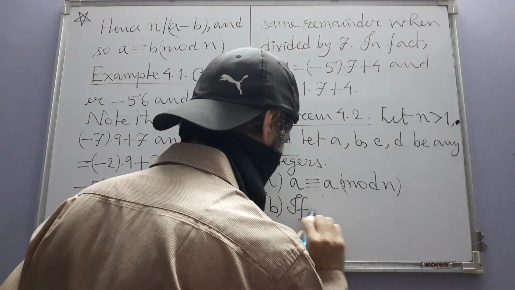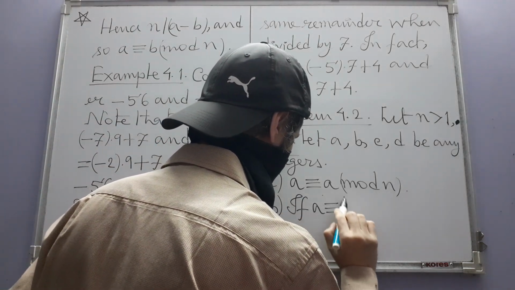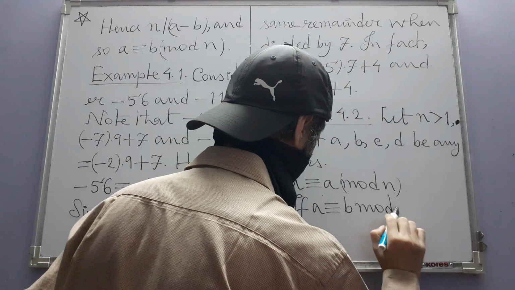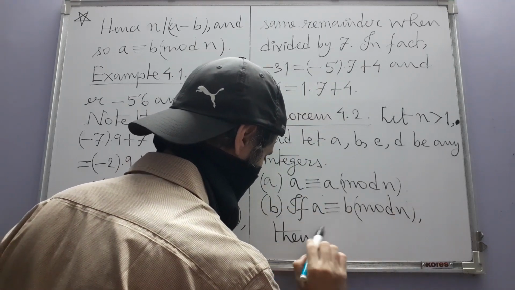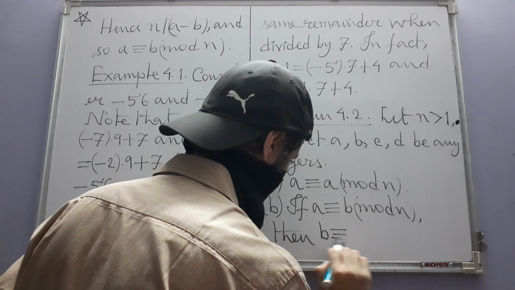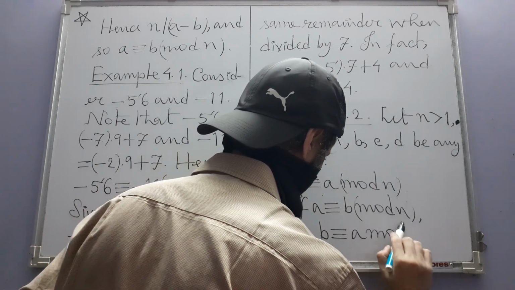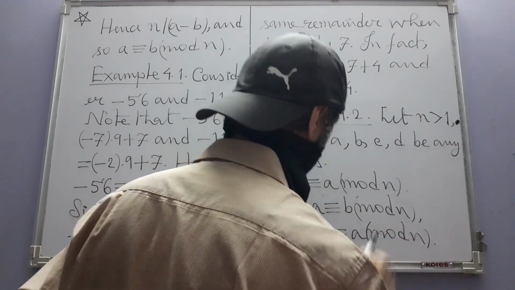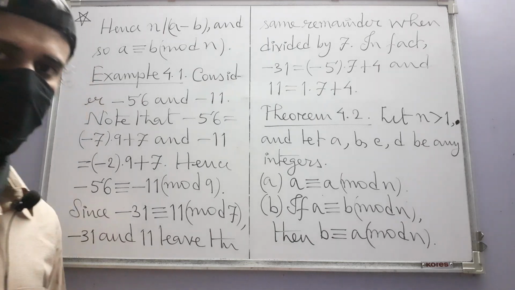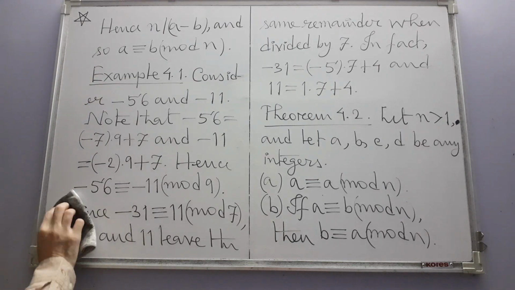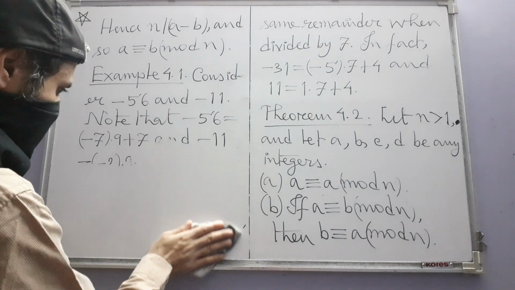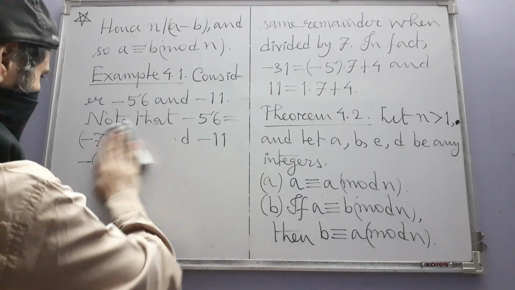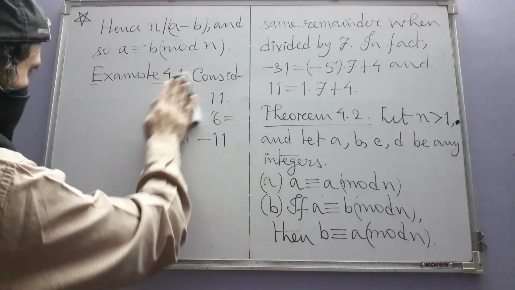Part B. If a is congruent to b mod n, then b is congruent to a mod n. Do not be afraid by the length of this theorem, I mean the length of the statement. These individual statements are not really very difficult to prove. They are one or two line proofs.